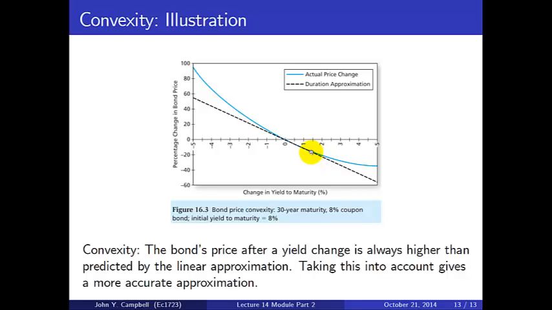In economic terms, what it says is that bonds benefit from volatility. So if there's a lot of volatility, there's downside risk and upside potential. The downside risk is limited by the decline in duration that occurs when yields rise, whereas the upside potential is very large and is driven by the extension in duration that happens when bond yields fall.